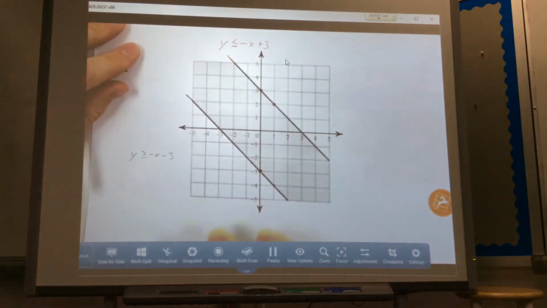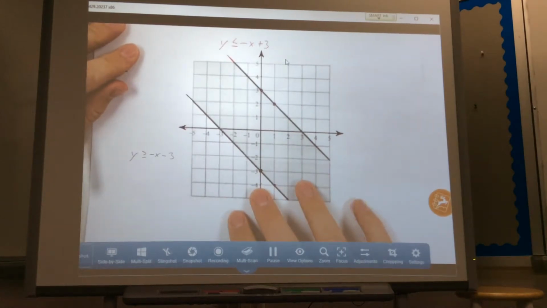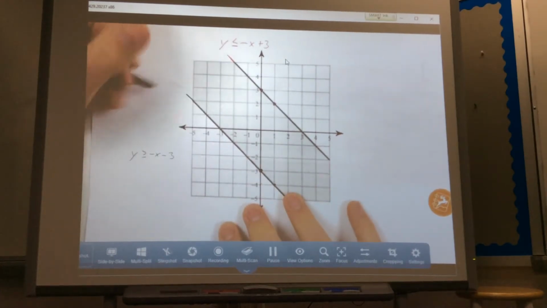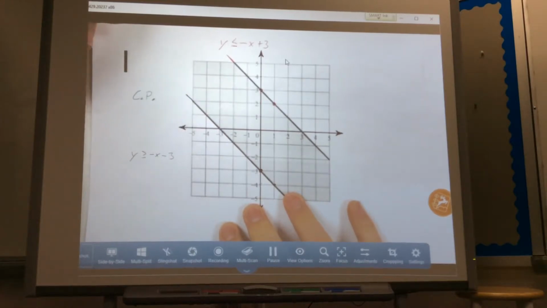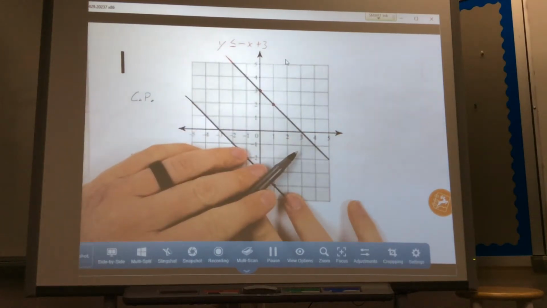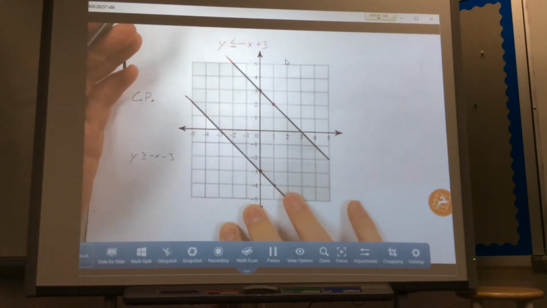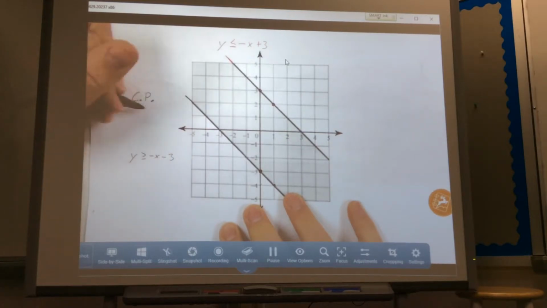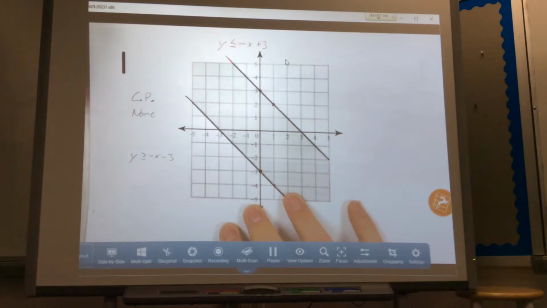We have two other pieces of information that we have to choose from. A critical point. For me, the critical point would be where these two lines intersect, but since they're parallel, they never intersect. So if we don't have a spot where they intersect, you would write there is no critical point, or I'm just going to write none for my critical point.